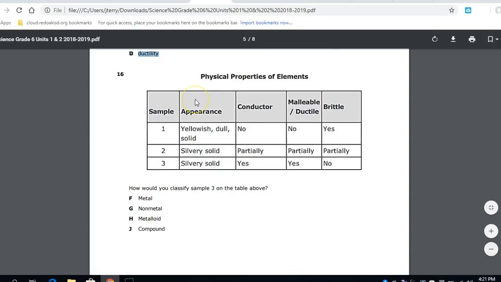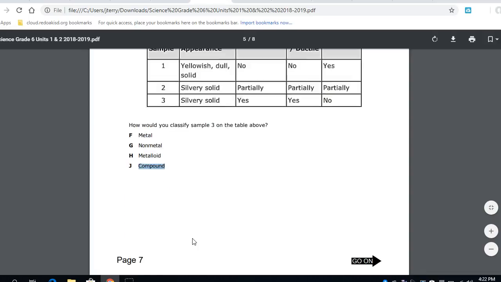Number 16, you have a chart here with the physical properties of elements. You have the sample, the appearance, is it a conductor, is it malleable and ductile, and is it brittle? How would you classify sample 3 on the chart on the table above? So sample number 3 is a silvery solid. It is a conductor, it is malleable and ductile, and it is not brittle. So how would you classify sample number 3? Is it F, a metal, G, a nonmetal, H, a metalloid, or J, a compound?